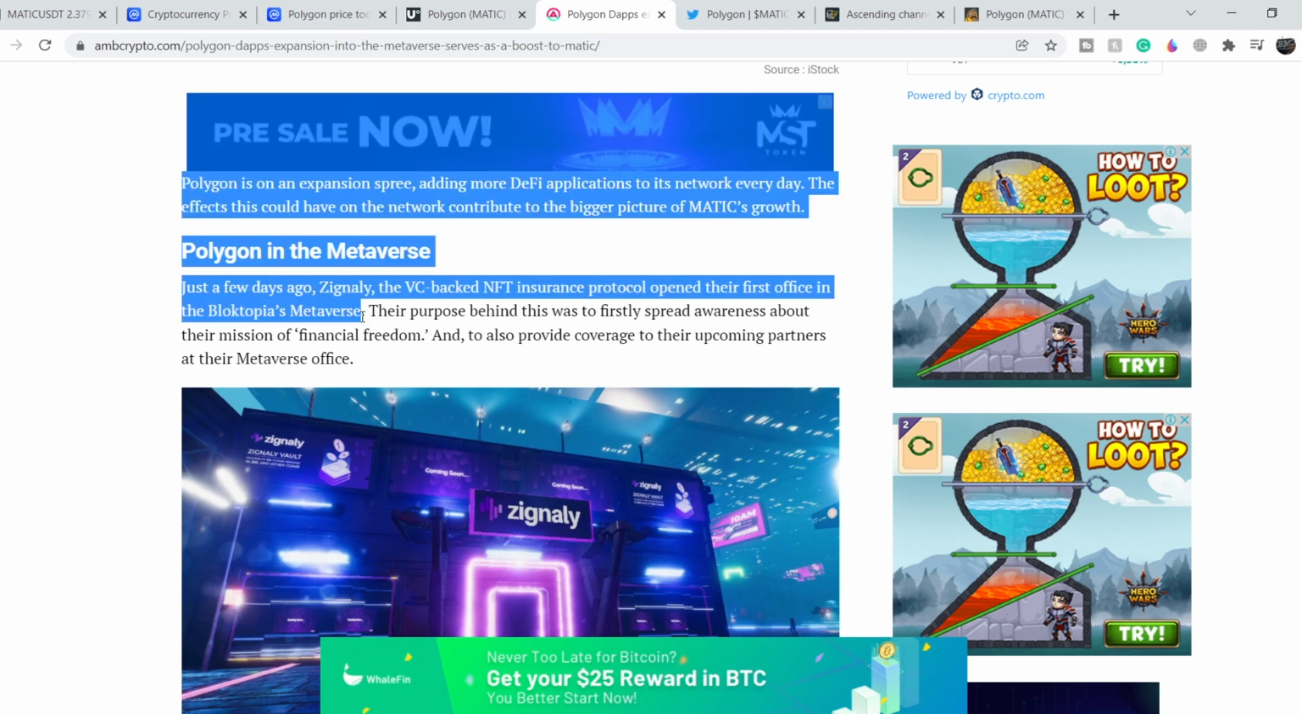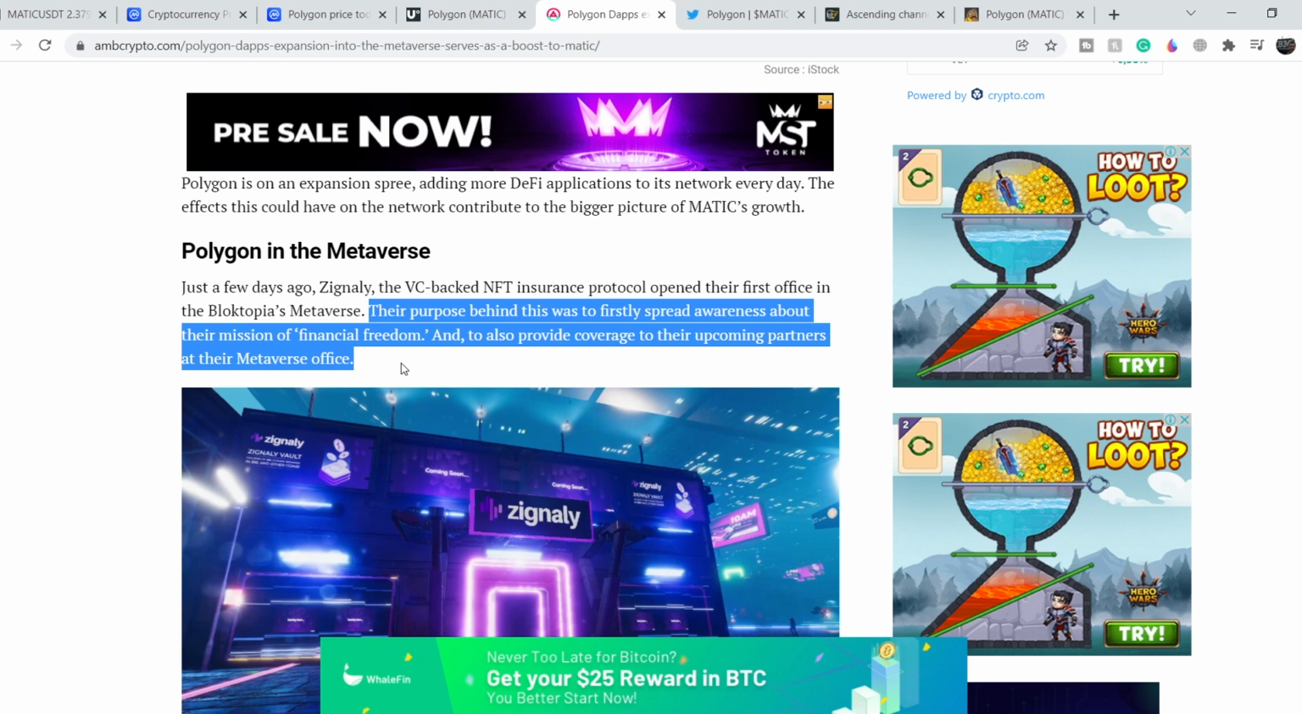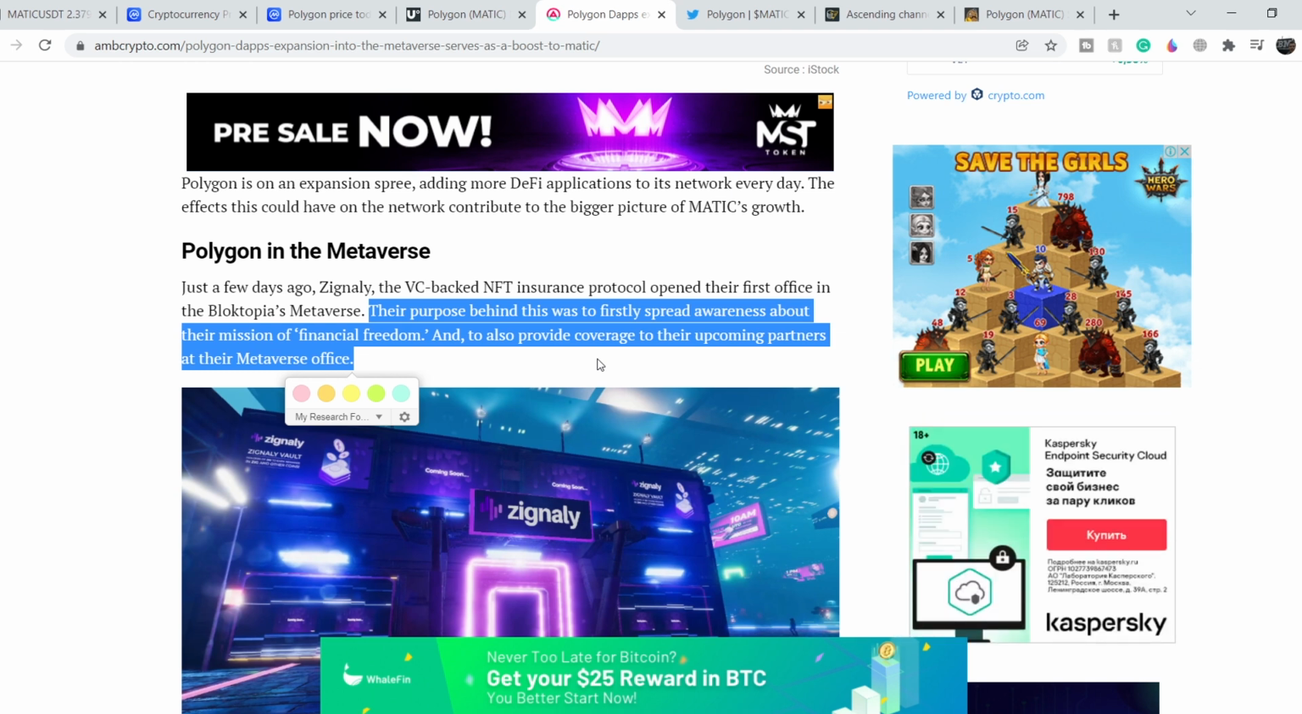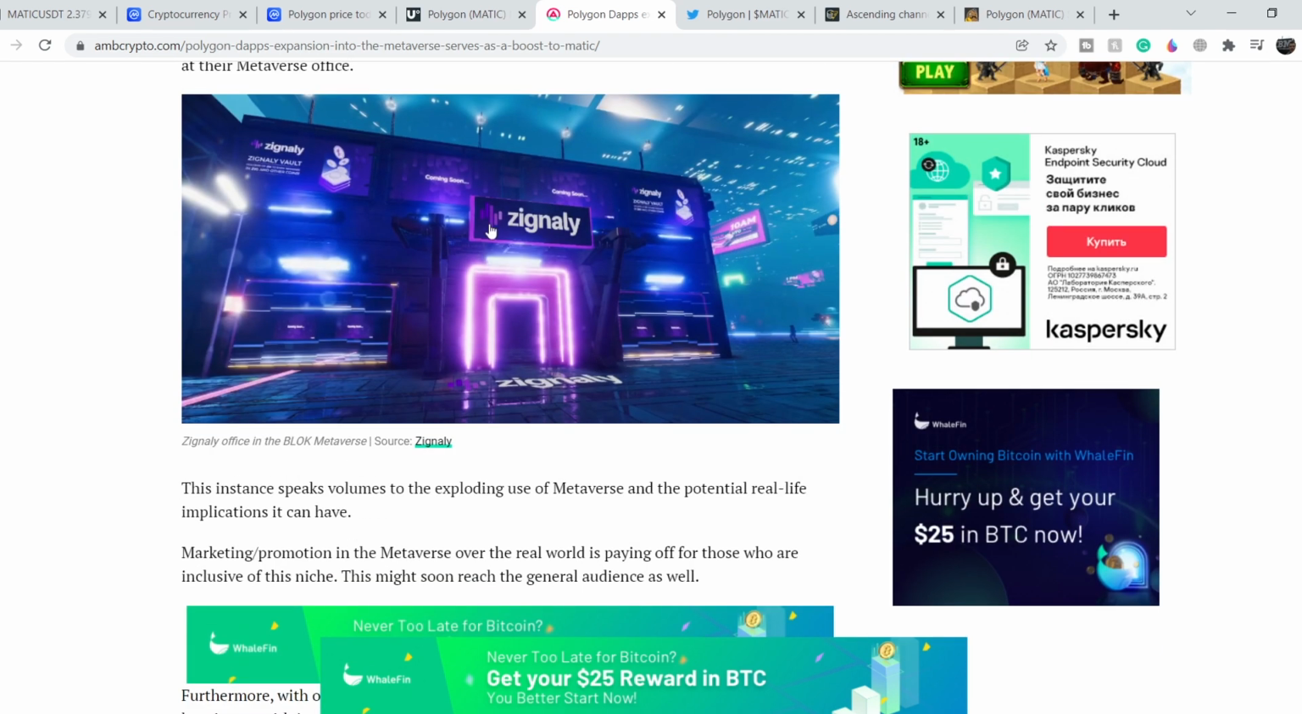Just a few days ago, Zingally, the VC-backed NFT insurance protocol, opened their first office in the Blocktopia's metaverse. Their purpose behind this was firstly to spread awareness about their mission of financial freedom and also to provide coverage to their upcoming partners at their metaverse office. And here is the picture of their office. It's quite unusual to see a real office in the unreal world.